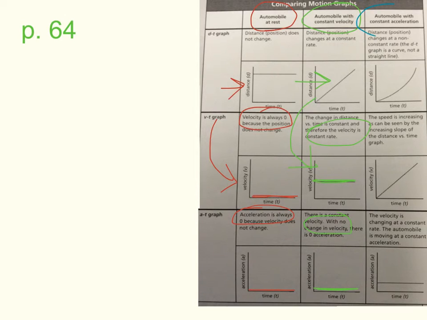In the third column, you see an automobile which is accelerating. Here, the car is speeding up according to this graph, which means that there is an increase in the velocity, which we see on this graph. The line is angled upward because the speed is increasing. Because the speed is increasing, there is an acceleration. There's a constant acceleration. The velocity is changing at a constant rate, which we see from the slope of this line. And so we do have a horizontal line for the acceleration graph, showing that the speed is changing at a constant rate.